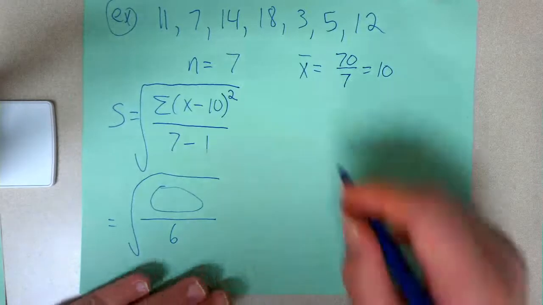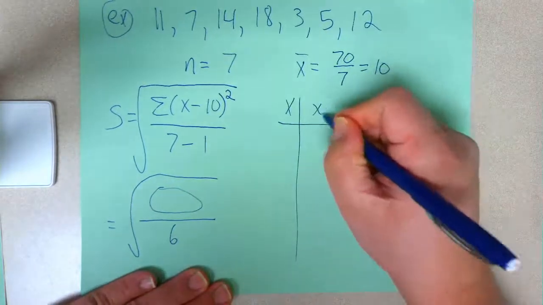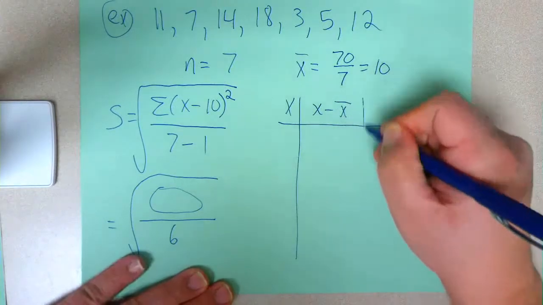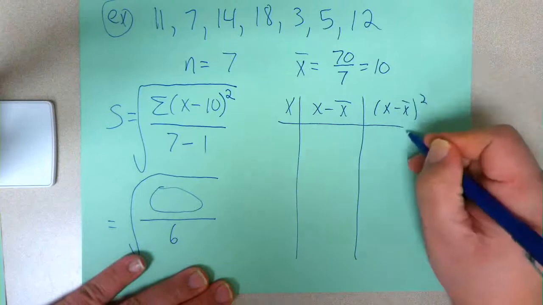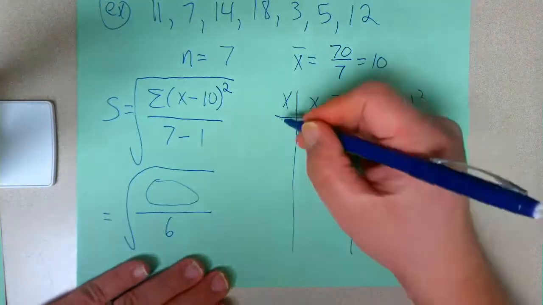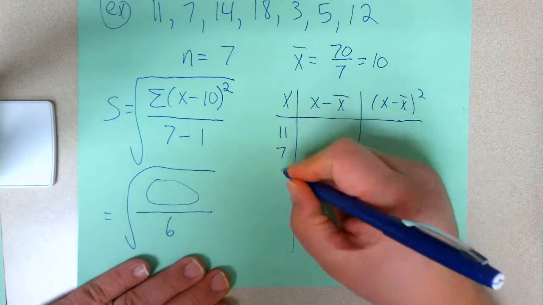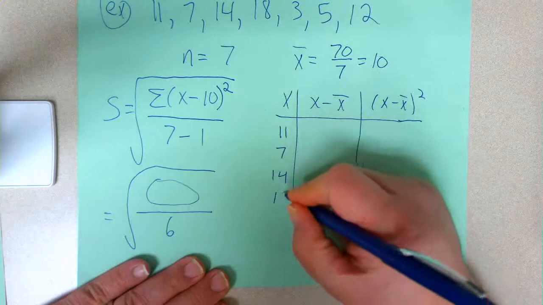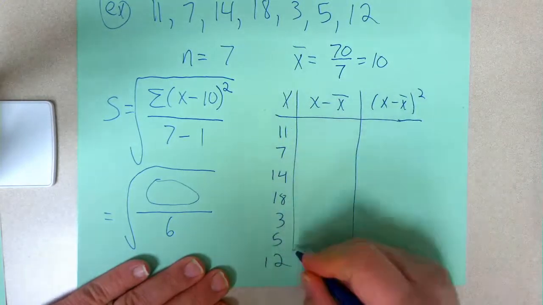So now, setting up my table, we have x minus x bar, and those are the deviations. And then we have x minus x bar squared, and those are the squared deviations. So now for x, I just list out the values in the data set: 11, 7, 14, 18, 3, 5, and 12.